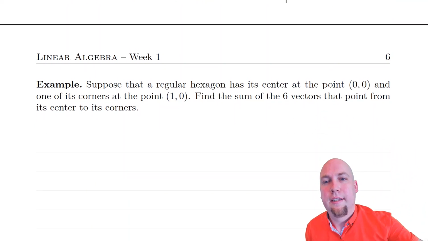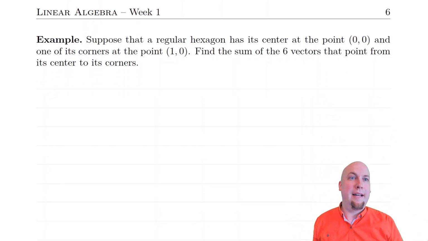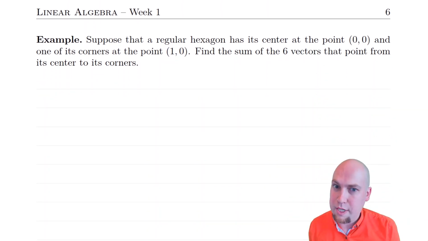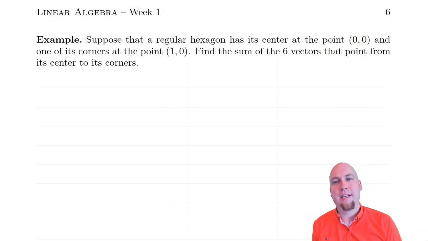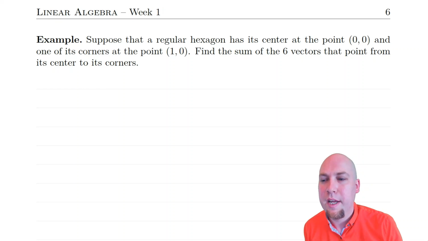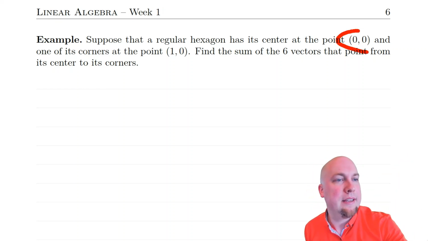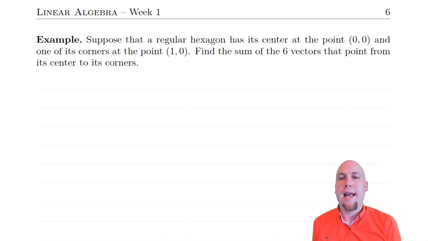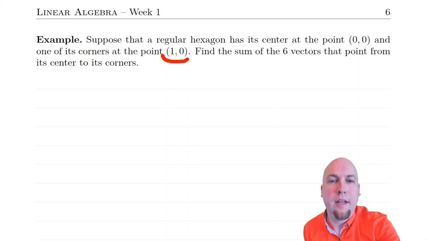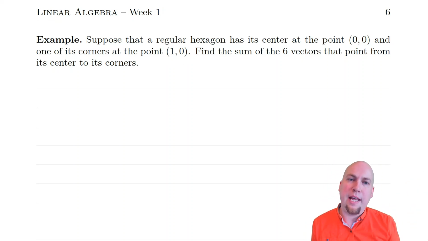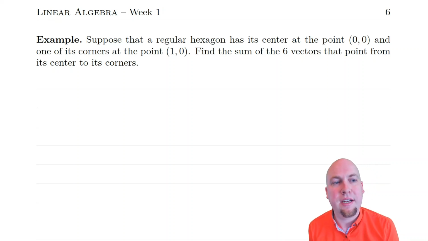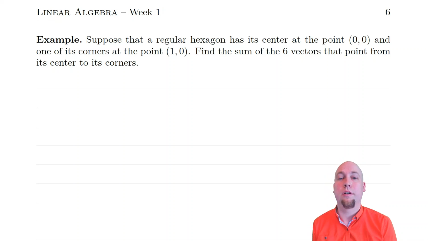Great. So now we know how to add vectors, do scalar multiplication, and subtract vectors. Let's do an example. Let's actually compute something with this. Here's our first non-trivial example. Suppose we've got a regular hexagon centered at the origin, (0, 0), and I'm going to put one of its corners at the point (1, 0). What I want to do is find the sum of the 6 vectors that point from the center of this hexagon out to its 6 corners.